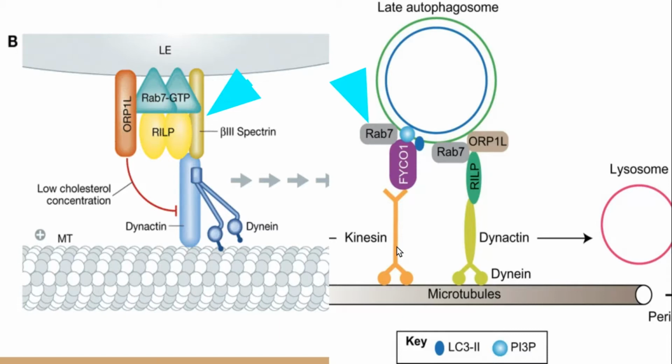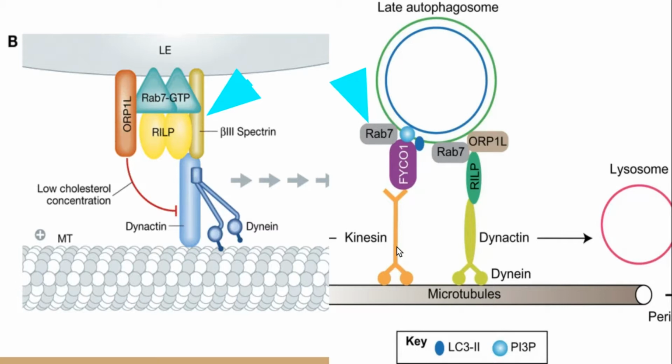The question now is, how does this RILP Rab7 dynein complex respond to starvation to induce retrograde transport? Well, no one actually knows exactly. It probably has something to do with PI3P, which makes a lot of sense because autophagosome and late endosome membranes are enriched in PI3P during formation. This is from kinases like VPS34.